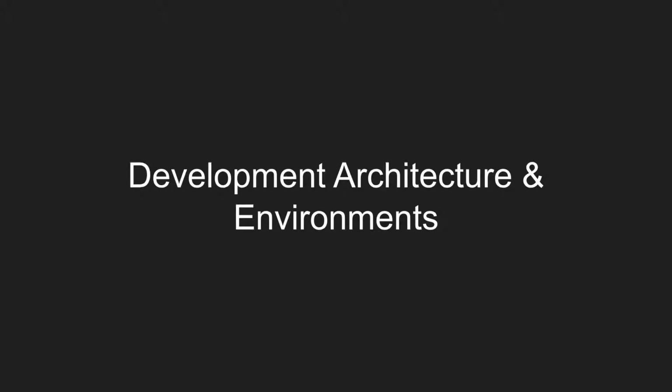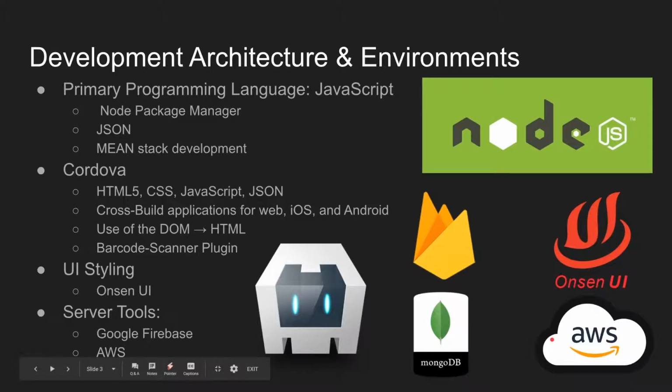Alright, so we're first going to start by going over the development architecture and the environments used in this project. The primary programming language in this project was JavaScript. We used a couple different versions. We did use Node.js for writing our API, and then most of the other JavaScript for the app itself was just vanilla JavaScript. We did use the Node package manager for a lot of the packages we needed for our server-side API.